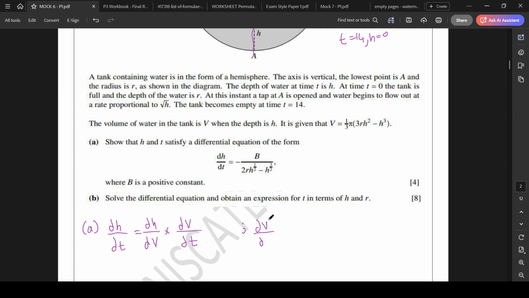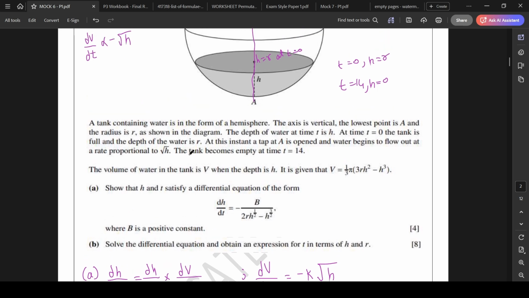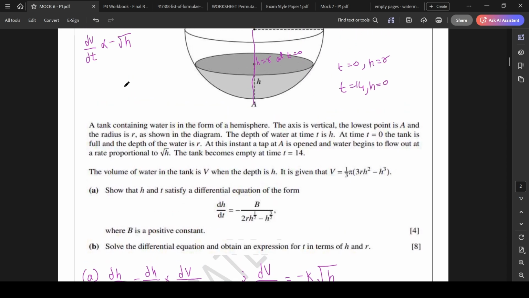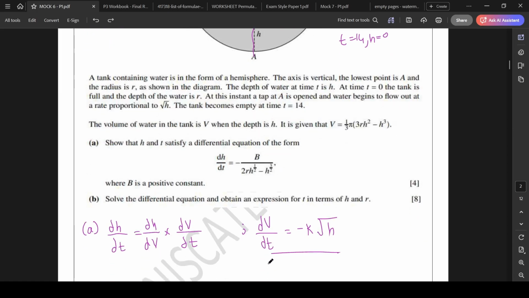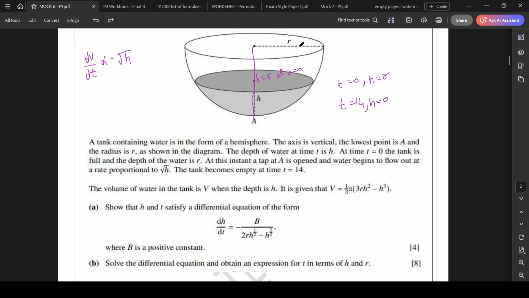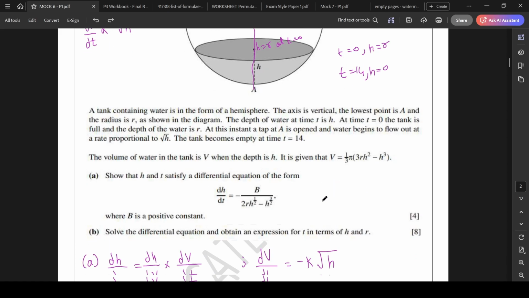dV/dt is equal to, let me not write this d, because this d has a different meaning in mathematics. I'll call it this d and this d. So dV/dt is equal to minus k square root of h, where k is the constant of proportionality. I hope that you've got the idea from this equation. I'm also given V is equal to this. R is of course a constant because it's the radius of the tank, and the radius of the tank is always constant. So we can differentiate V with respect to h.